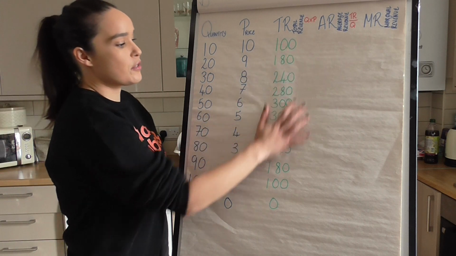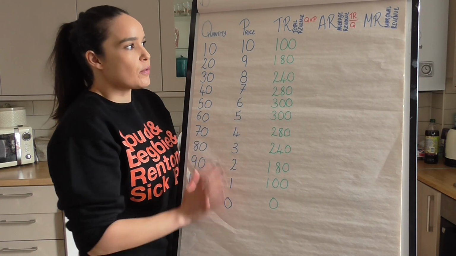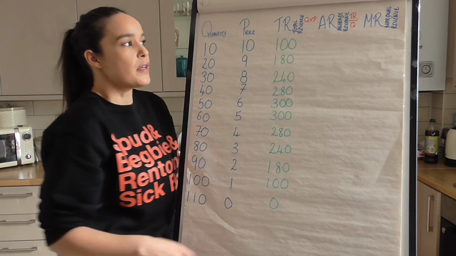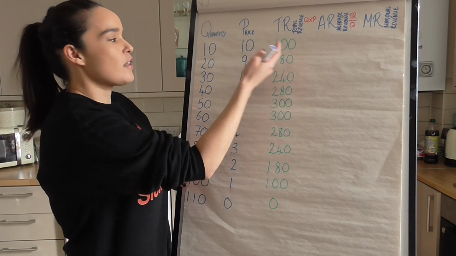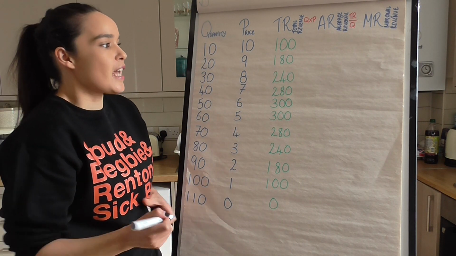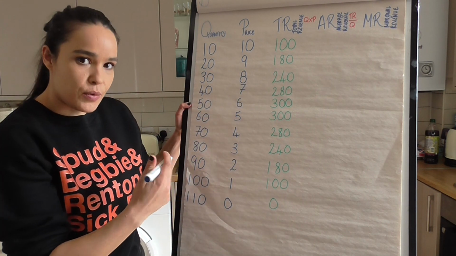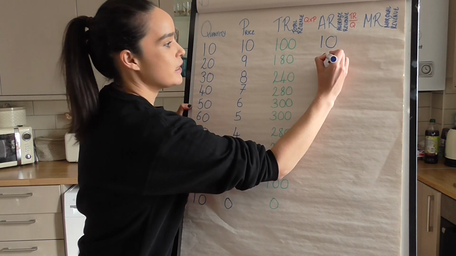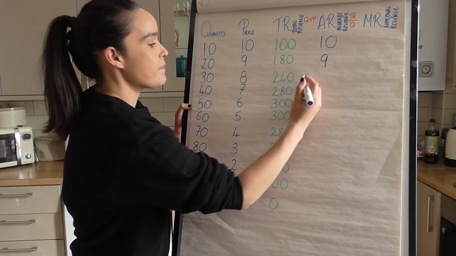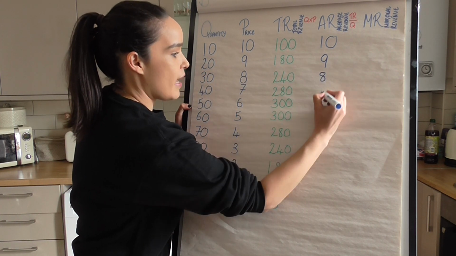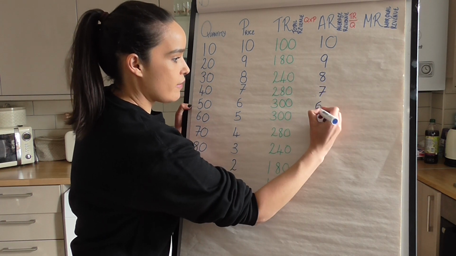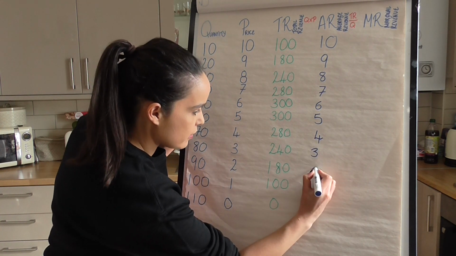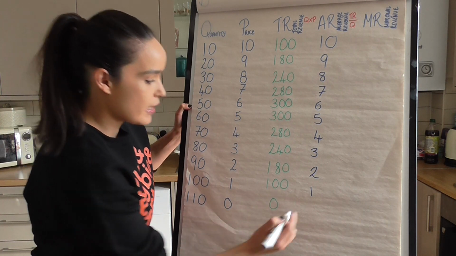So as I said, I worked out the total revenue here already, put it all up on the board. So we're going to have a look at the average revenue now. So obviously we work out average revenue by just taking total revenue, dividing it by quantity, and as we go down you can see that actually that's equal to the price. So 100 divided by 10 is obviously 10, 180 divided by 20, and then 8, 7, 6, 5, 4, 3, 2, 1, and then obviously 0 here.